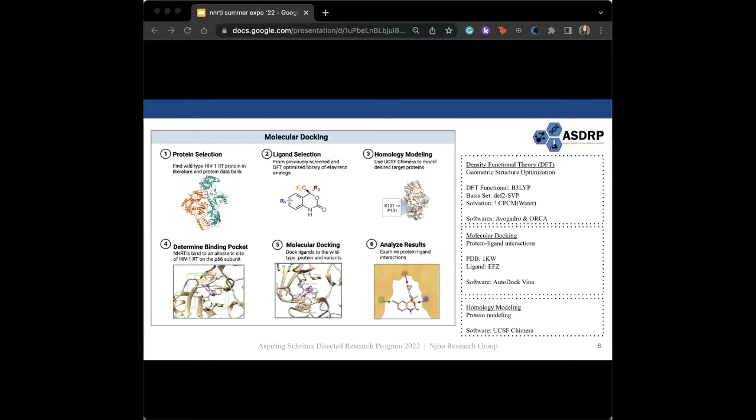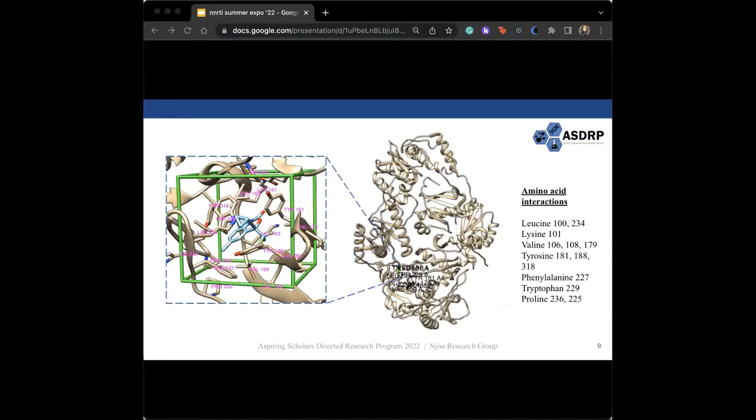And the results were then analyzed to determine the binding affinities and interactions of the different ligands in the binding pocket using Chimera. So here's a closer look at our ligand docked within the wild type HIV-RT, as well as the various amino acid interactions it has. For example, a really key one is with tyrosine 181, 188, and 318.